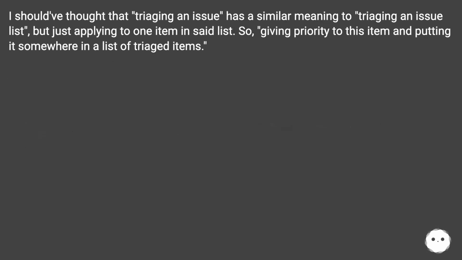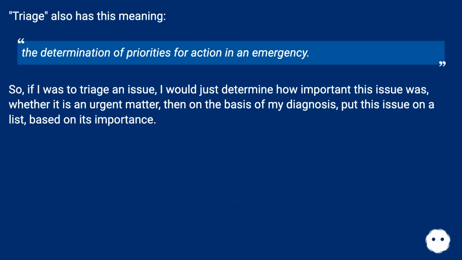Triaging an issue has a similar meaning to triaging an issue list, but just applying to one item in said list. So, giving priority to this item and putting it somewhere in a list of triaged items. Triage also has this meaning: the determination of priorities for action in an emergency. So, if I was to triage an issue, I would just determine how important this issue was, whether it is an urgent matter, then on the basis of my diagnosis, put this issue on a list based on its importance.